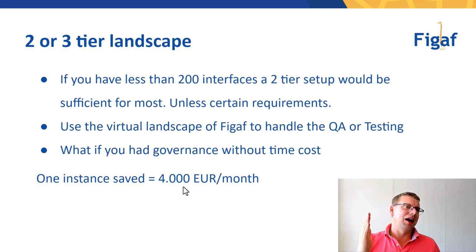I would say if you have and expect less than 200 interfaces, then a 2-tier setup should be fine. 2 different tenants, one for QA and one for production, or one for development QA and the other one for production. The process and tool would also allow you to actually just have 1 tier, but I do think that when you're dealing with just 1 tier, you are sacrificing quite a lot. But I do know that some customers are using just 1 tier.